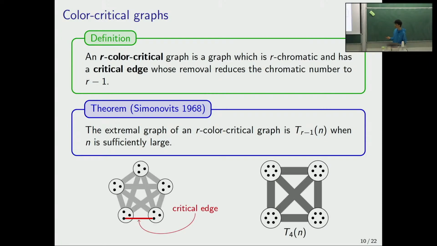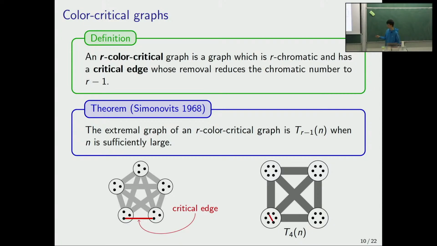So here on the left we have an example of a 5-color critical graph. The red edge is a critical edge, and on the right we have a Turán graph T_4(n). If n is sufficiently large, then this Turán graph would not contain this 5-color critical graph.